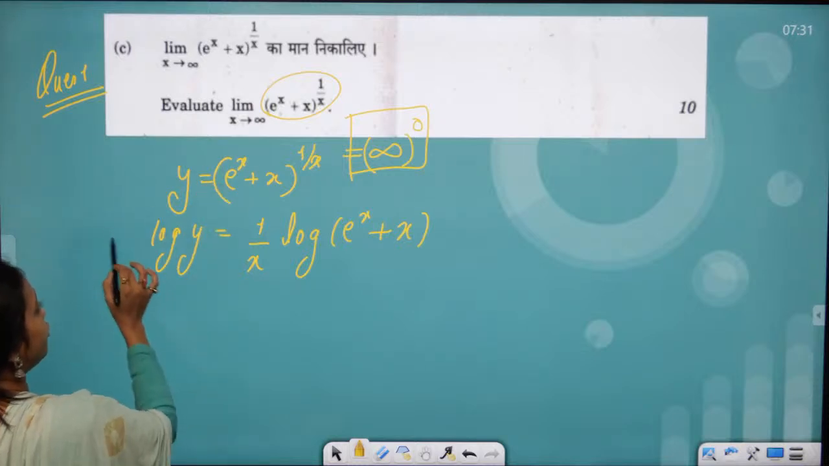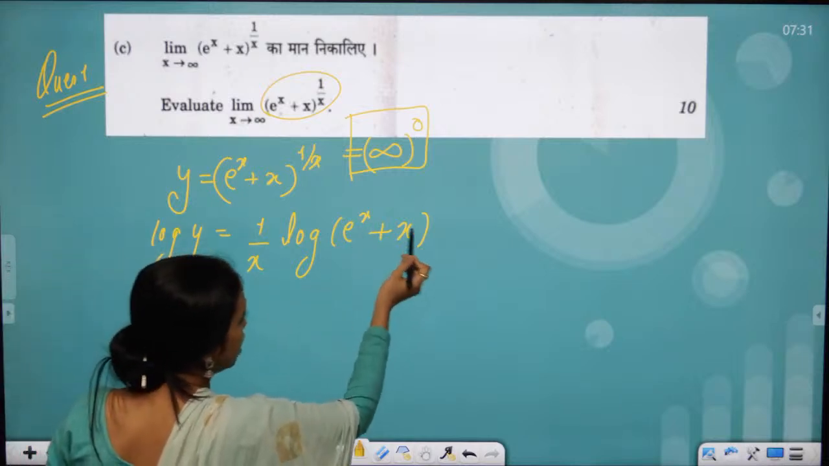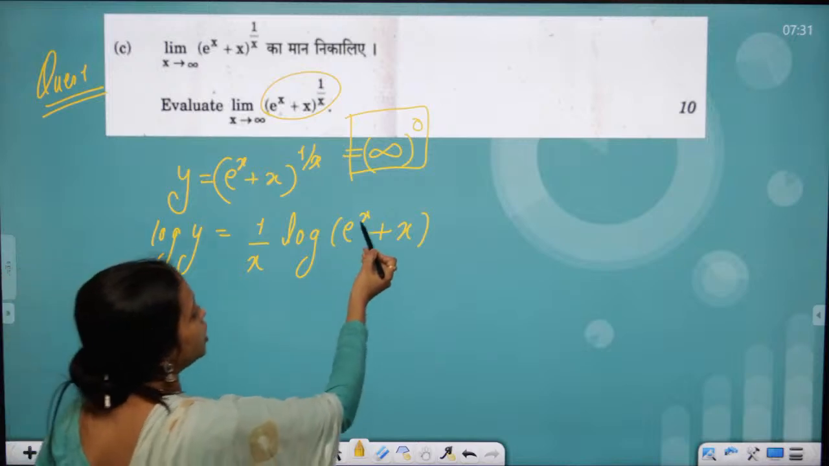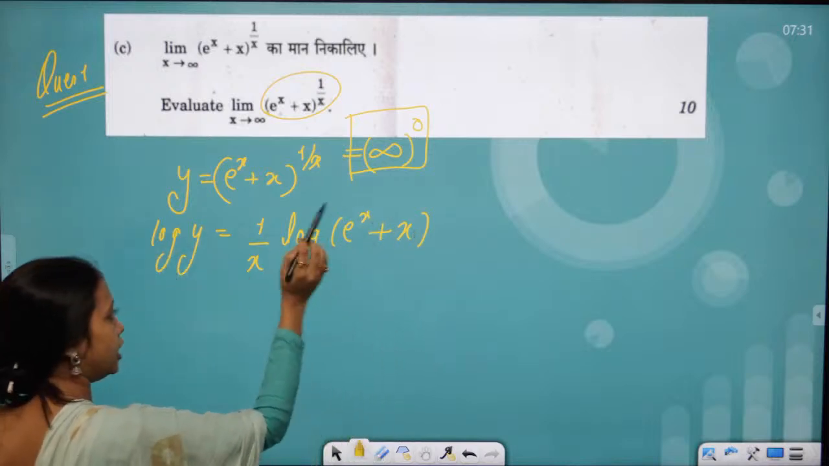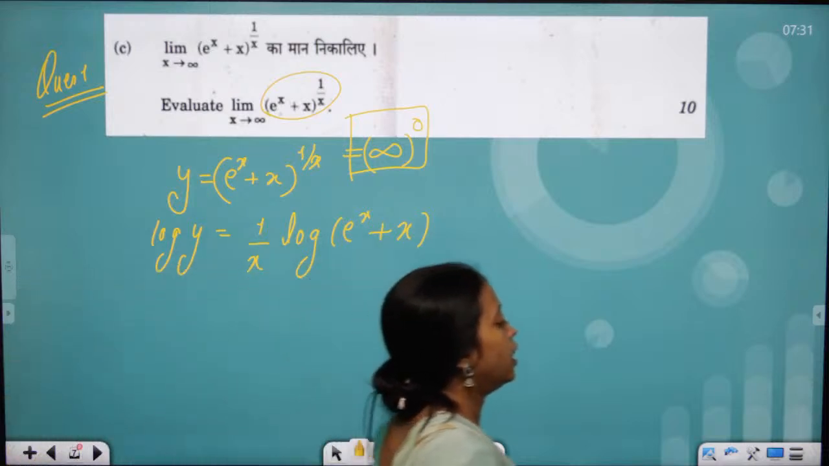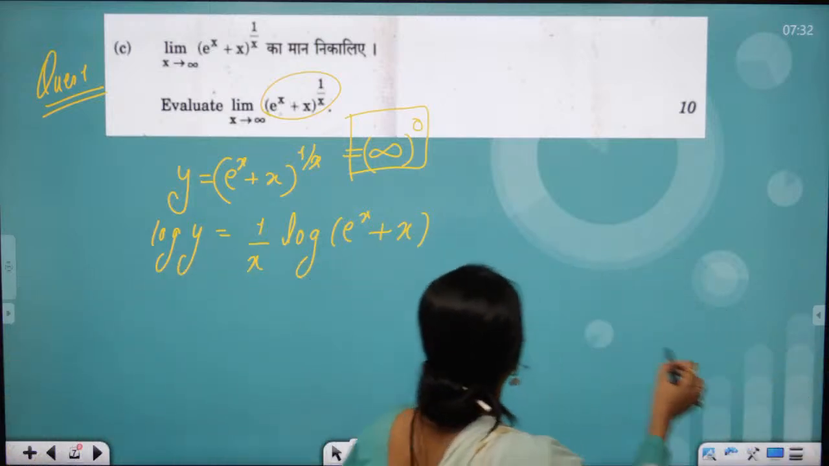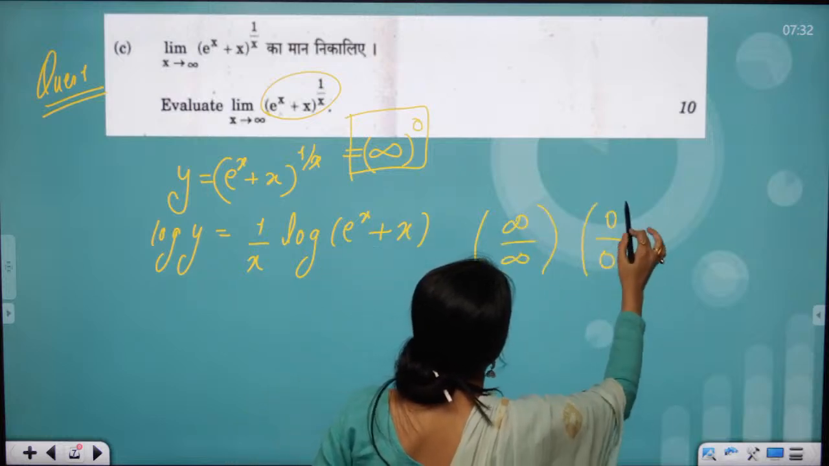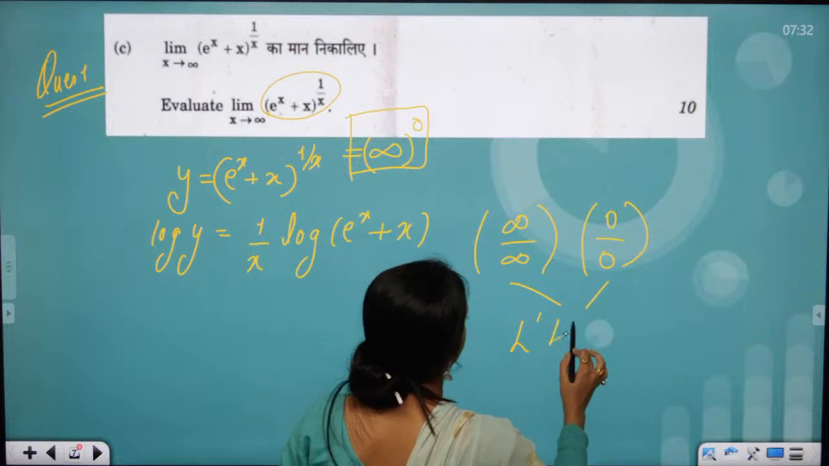Limit x tends to infinity. If you take limit both sides and again apply the limits directly, it becomes log of (e raised to the power infinity plus infinity) upon infinity, infinity by infinity. Now you have the infinity by infinity form. Infinity by infinity, 0 by 0. How to solve this? L'Hopital rule.